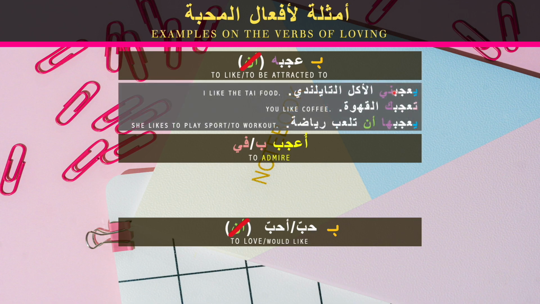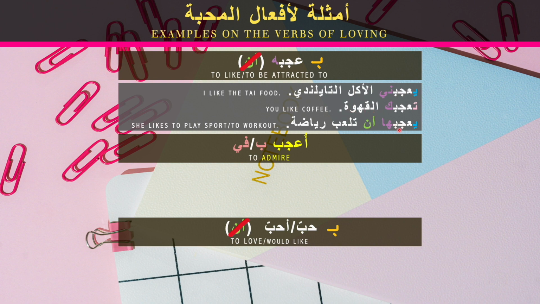The first verb, يعجبني الأكل التايلاندي. I like the Thai food. Since the Thai food is here the object, and the word food in Arabic is masculine, الأكل, we put يعجبني, so يعجب, then ni, which means I, for this specific verb, الأكل التايلاندي. For you like coffee, coffee in Arabic is feminine, so we say تعجبك القهوة.